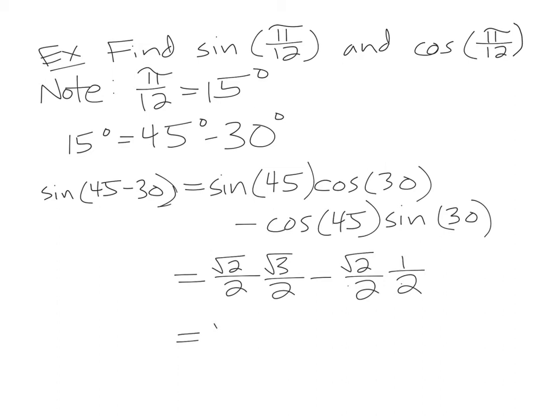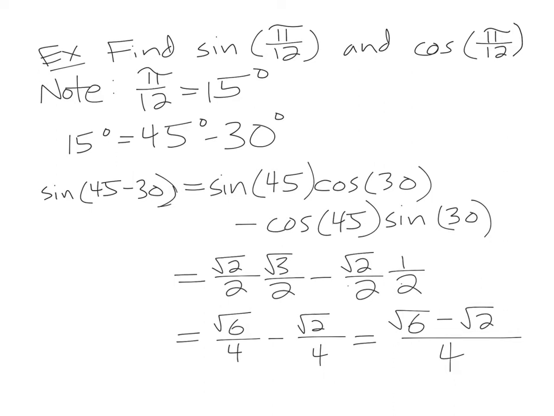Square root of 2 times the square root of 3 is the square root of 6, and that's over 4. And then we have square root of 2 over 4. We can simplify that even further by combining it into one fraction. That's square root of 6 minus square root of 2 over 4. And that is what we were trying to do in the first place. That's the sine of pi over 12.